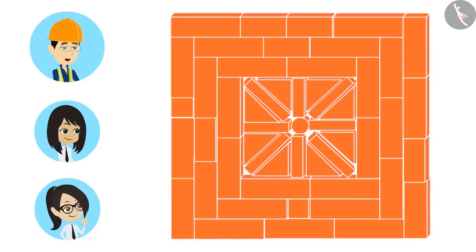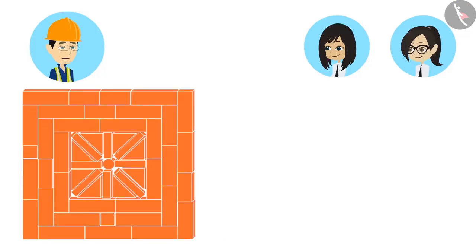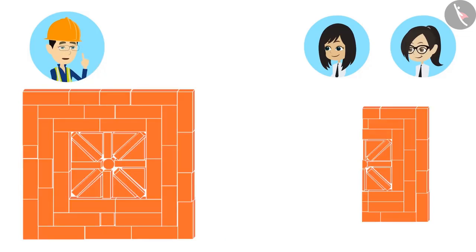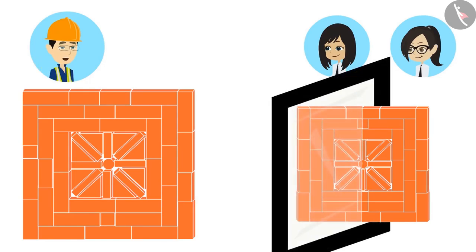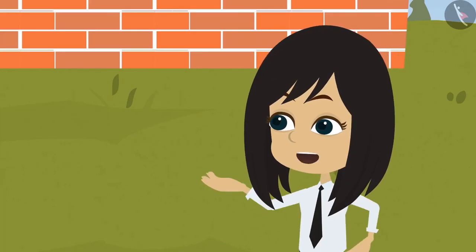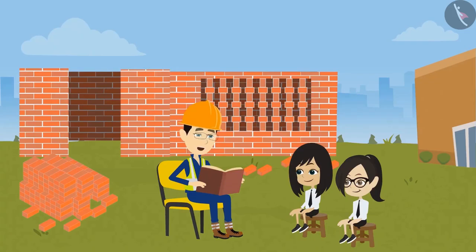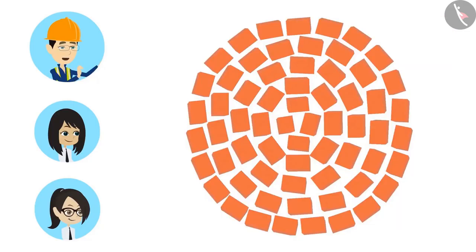This design is mirror half. What does mirror half mean? It means that if you cut this design into 2 halves and then look at it in the mirror, you will see the whole design. Yes, sir. It means that the design present in one half is present in the other half too. Absolutely right, Neha. Now look at this design.